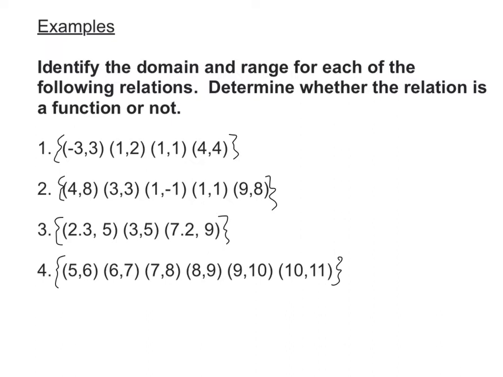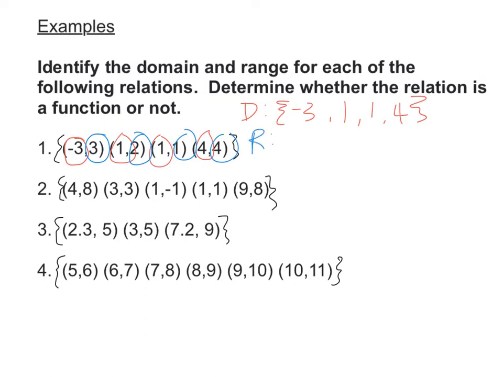Alright, for example, identify the domain and range for each of the following relations and determine whether the relation is a function or not. So the first thing you want to do is identify the domain. The domain we represent with a D and then a squiggly bracket. And we will list all of the x's, so that's -3, 1, 1, and 4. Okay, the range are all of the y values, so 3, 2, 1, and 4. We put an R for that.